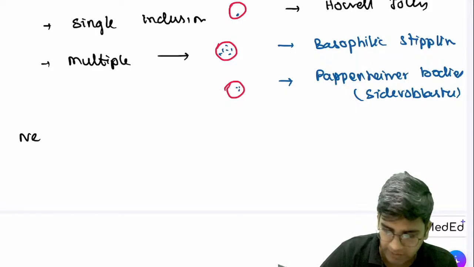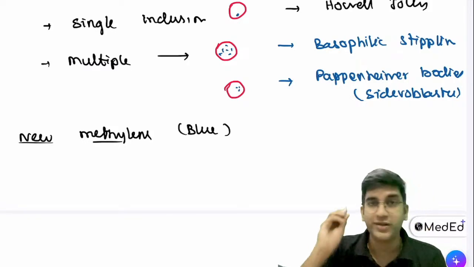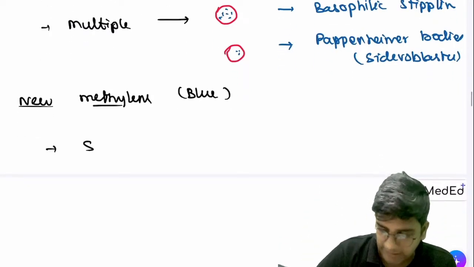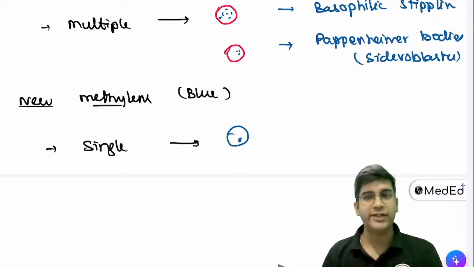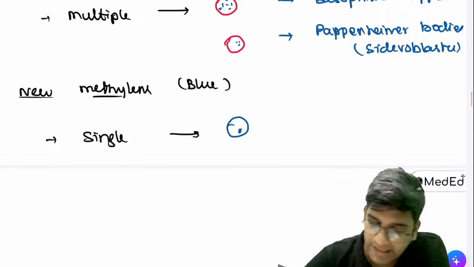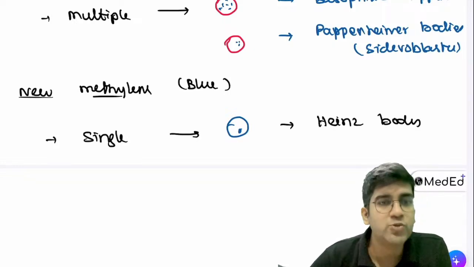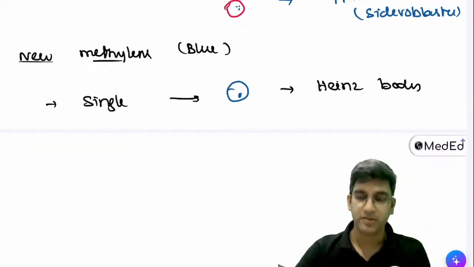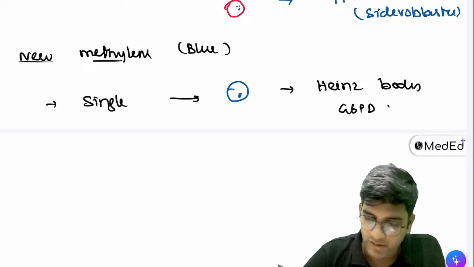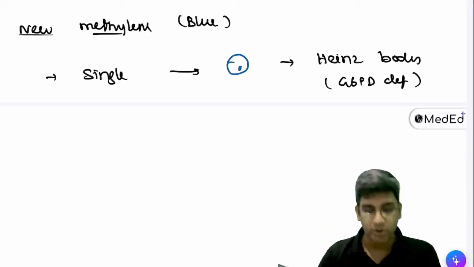Next, when you go with new methylene blue, again it'll be bluish in color RBCs. That's a clue. Never make a mistake here. If it's a single inclusion in new methylene blue, it'll be a tiny dot like this. We call this Heinz bodies. Can anyone tell me where you see Heinz bodies? Heinz body is seen in G6PD deficiency. Right, perfect. Blue color, single inclusion.